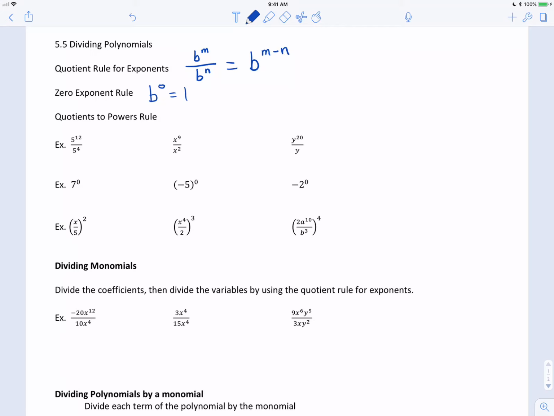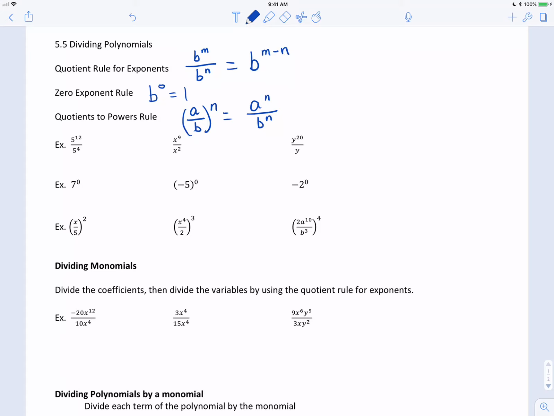It's just always going to be equal to 1 if it's brought to the zero power. Then the last one is quotient to powers rule. So if I have a number that's divided by another number and it is brought to some power, then that means we take both of those to that power. Everything in parentheses is always brought to that power. Okay, so let's just take a few examples of all these rules.